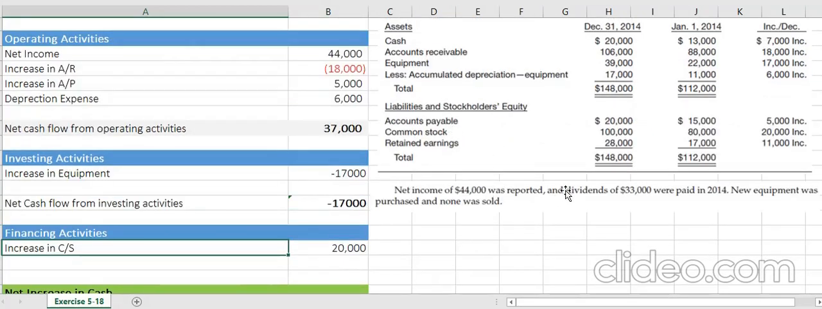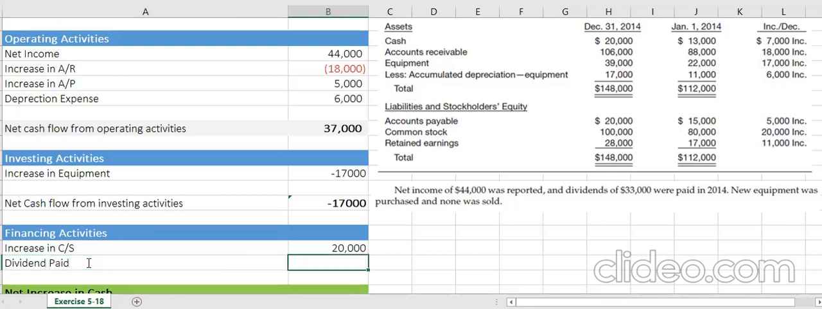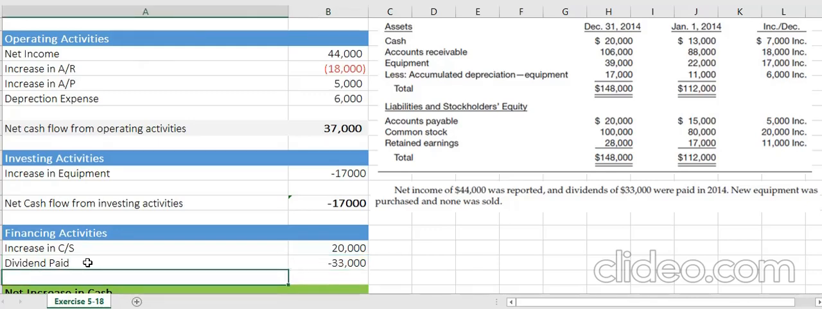But then we had some additional information regarding the dividends, that a dividend of $33,000 was paid. If you are paying dividends, one, it is a cash outflow, and then if you are paying dividends, it is related to the financing activity, based on our basic video discussion. So I will write it here: dividend paid. How much dividend is paid? $33,000. So I will write $33,000 as a cash outflow because the dividend is paid actually. And then the new equipment was purchased and none was sold.